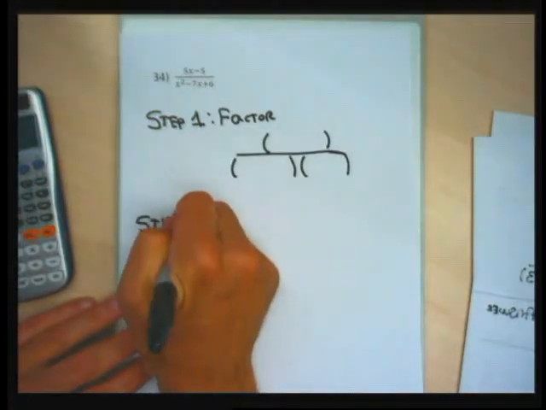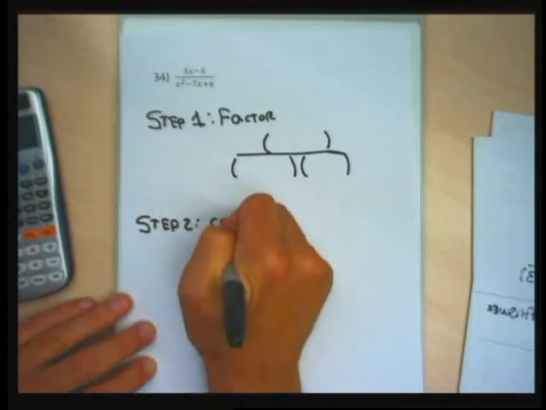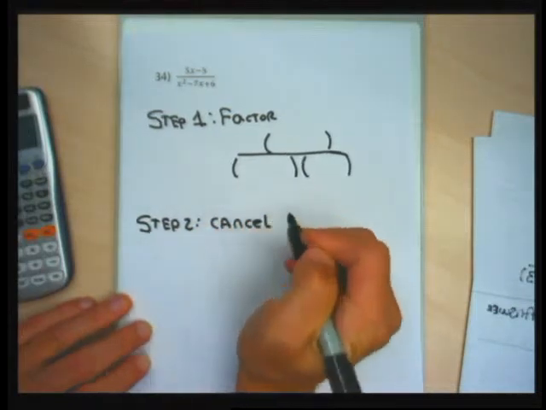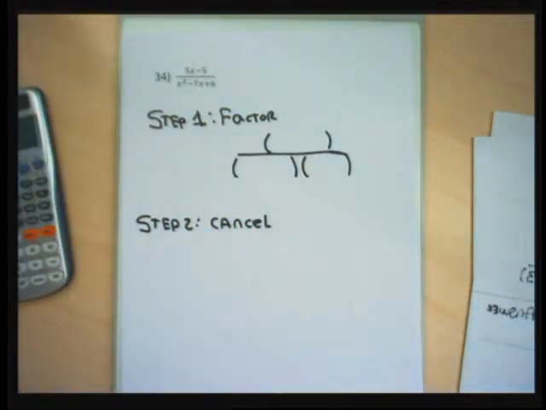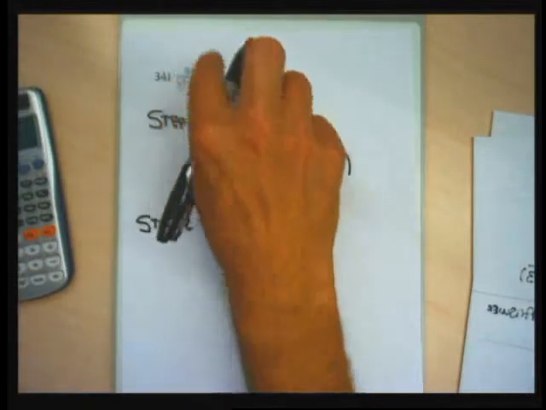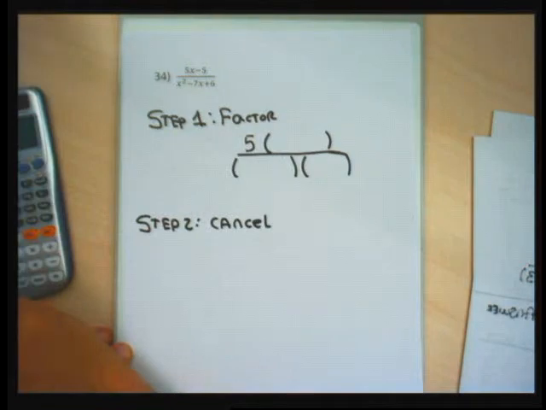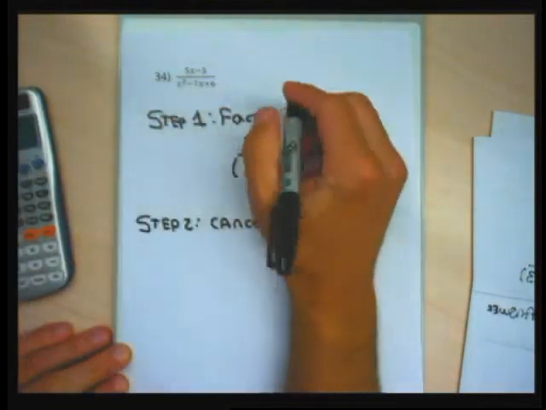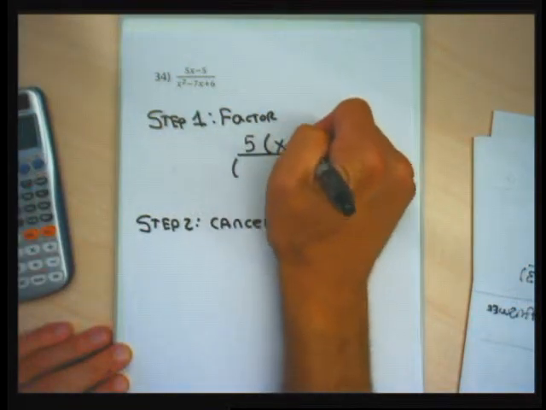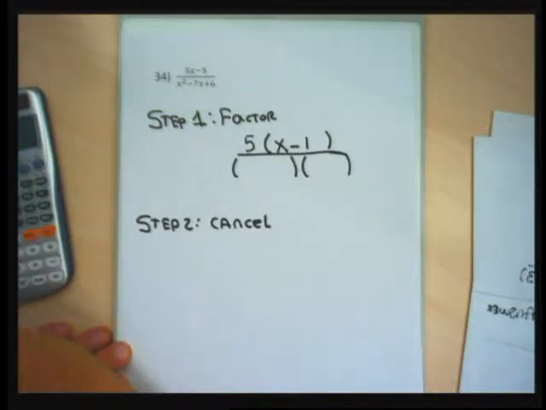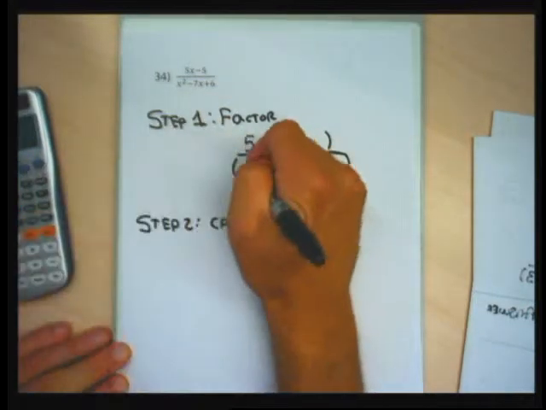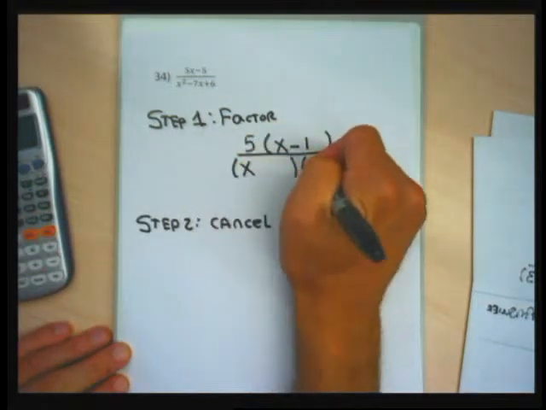The numerator doesn't have a square, so it's not going to be 2 parentheses, it's going to be a 1 parentheses common factor factoring. And in the numerator there's a common factor of a 5. When I factor out that 5, I divide each of the terms by 5 and get an x minus 1.